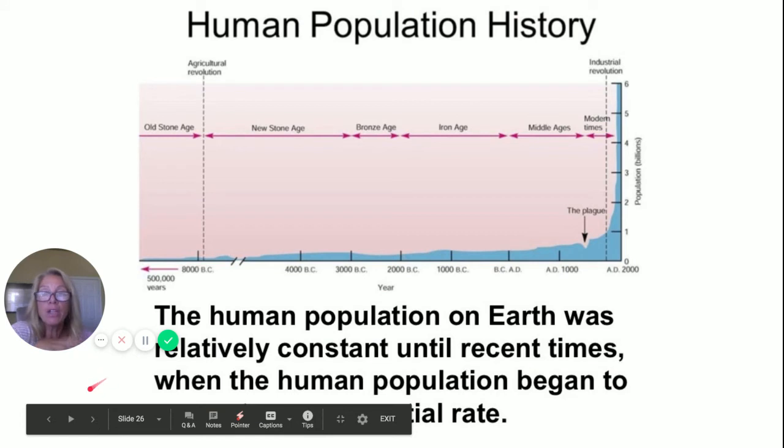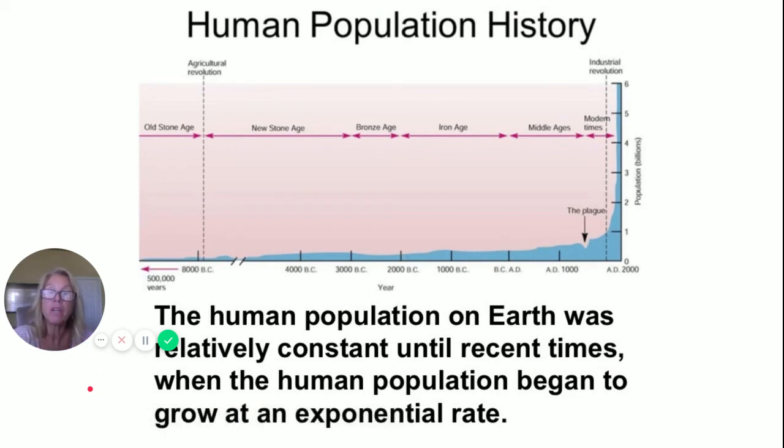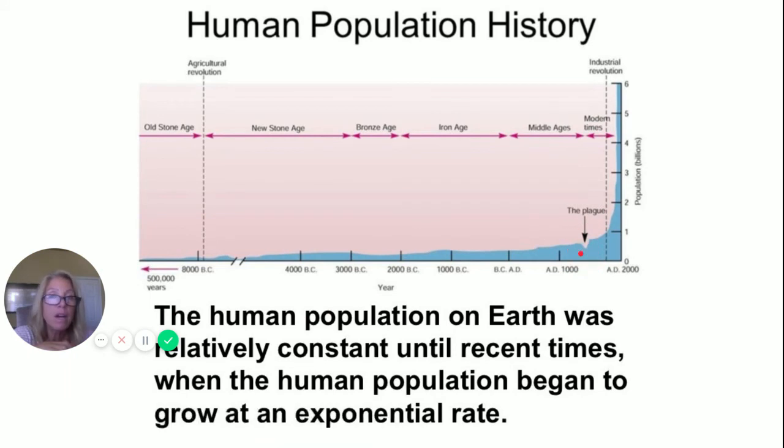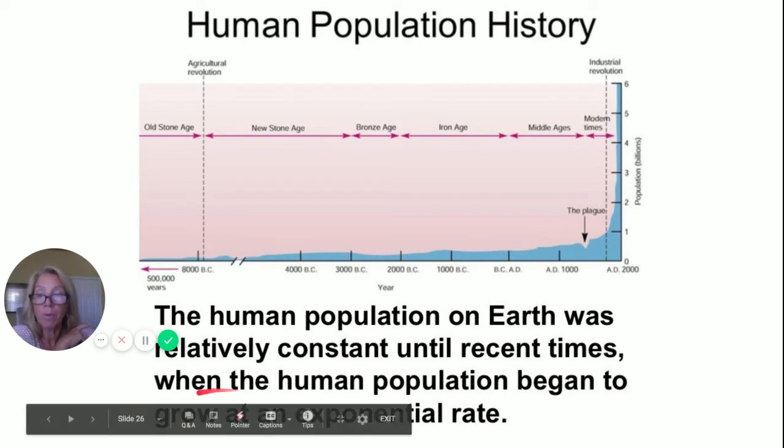When we look at human population over time, it was very, very constant. And then there was this exponential growth rate. And you can see, I kind of like this because it shows you the plague right here and where the numbers dipped off. I'm thinking about COVID right now and about studying how that's going to influence our population growth.